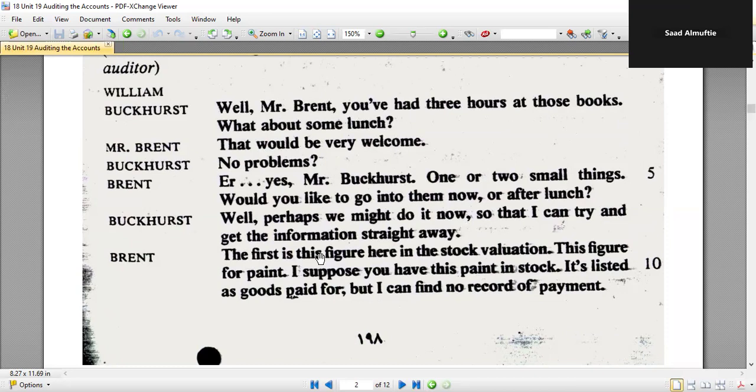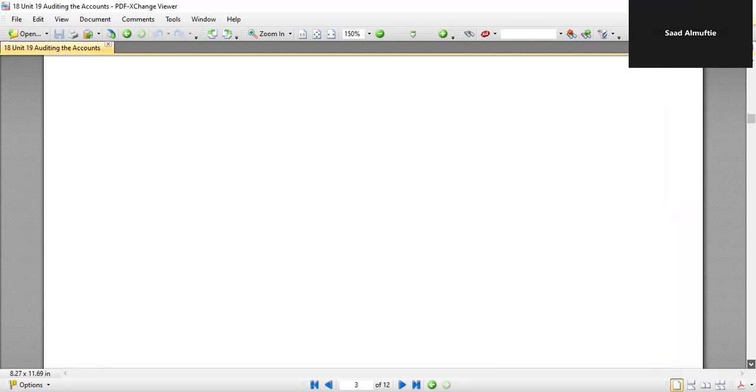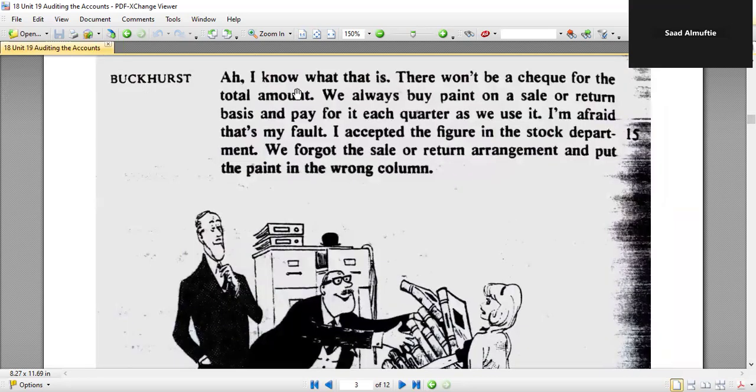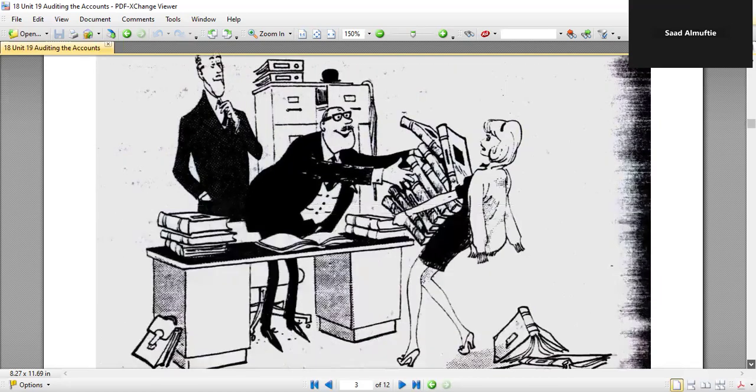The first is this figure here in the stock valuation, this figure for paint. I suppose you have this paint in stock. It's listed as goods paid for, but I can find no record of payment. Ah, I know what that is. There won't be a check for the total amount. We always buy paint on a sale or return basis and pay for it each quarter as we use it. I'm afraid that's my fault. I accepted the figure in the stock department. We forgot the sale or return arrangement and put the paint in the wrong column. Very understandable. This sort of thing often happens.